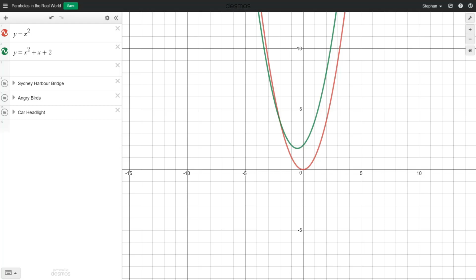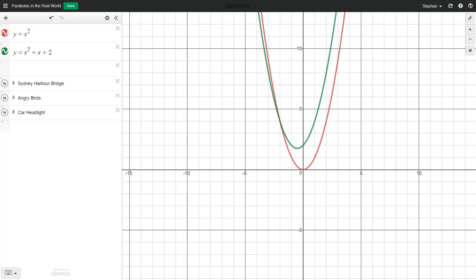So now that we understand some of the language involved in this topic, it's time to look at what happens when you start changing some of the values in a quadratic that make the parabola shape. You can see that we have the y equals x squared parabola, the very first one we looked at, and also the second one we looked at, y equals x squared plus x plus 2. They're in red and green on the screen.